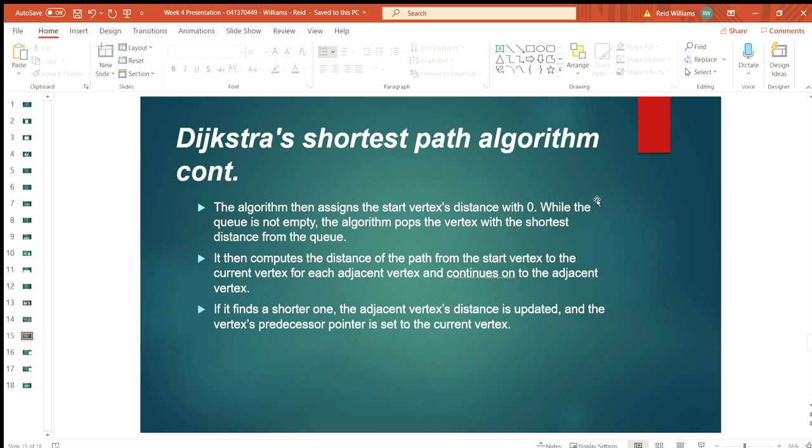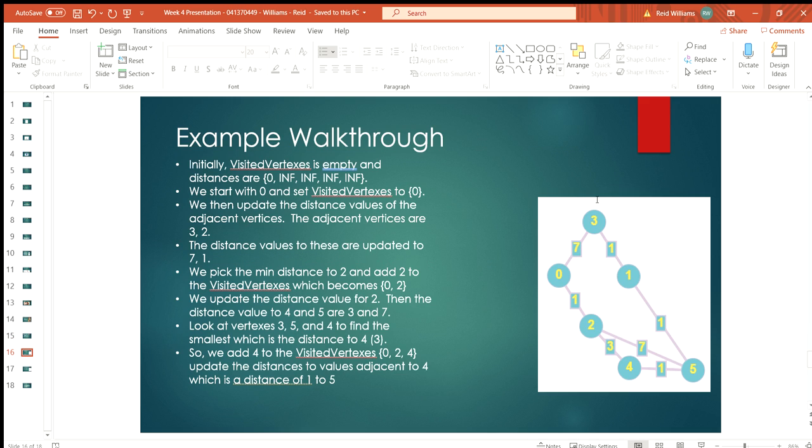So it keeps kind of creeping down. If it finds a shorter one, the adjacent vertex's distance is updated. So it just finds whatever is the shortest, pops that vertex, and then the vertex's predecessor pointer is set to the current vertex. So that kind of makes sense all in all, but I thought I would give an example, which I'm like 90% sure I did right, to explain this process.